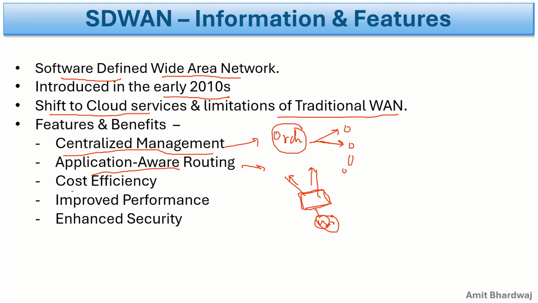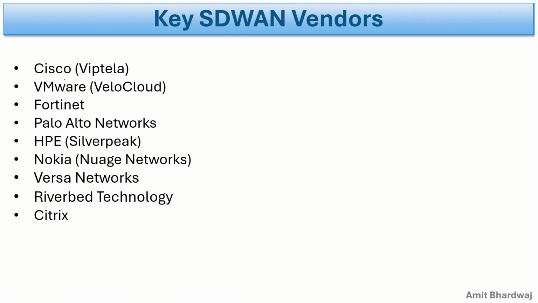Cost efficiency is another parameter, where the cost of the hardware and the link cost are brought down significantly, along with improved user performance and enhanced security. The CPEs at the remote sites, or maybe a data center, in SD-WAN have the capability to provide basic security, and hence that allows the flexibility to have local internet breakout at the remote sites also.